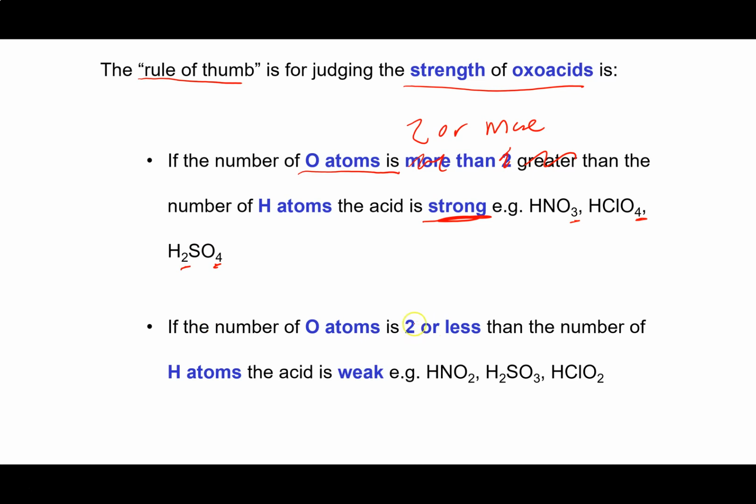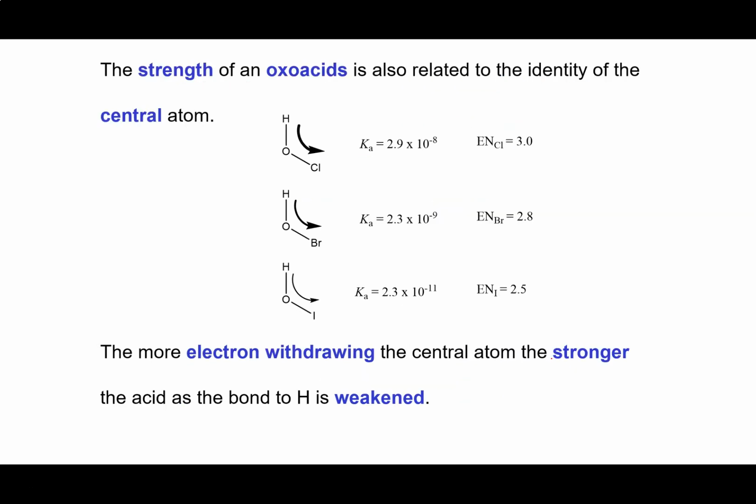Now, if the number of oxygen atoms is less than 2 more than the number of hydrogen atoms, then it's going to be weak. Okay, so good examples here, we've only got 1 more oxygen than hydrogen, so it's weak. Here we've only got 1 more oxygen than hydrogen, so it's weak. And here we've only got the 1 more. Okay, so that's our rule of thumb. So like I said, now though, we want to talk about what's the effect on that central atom.